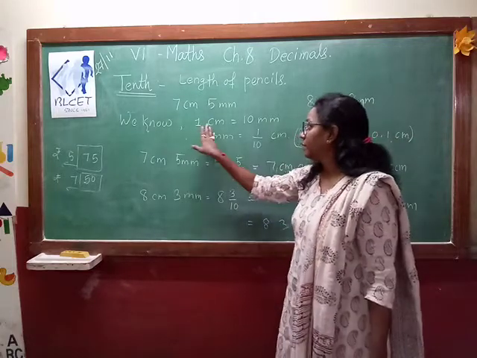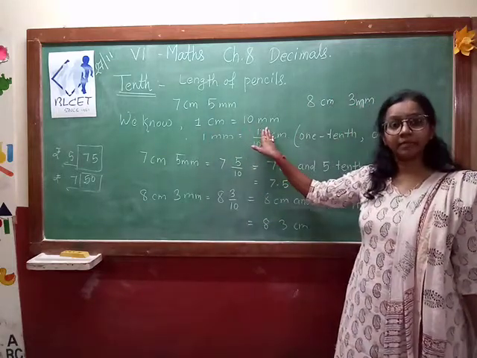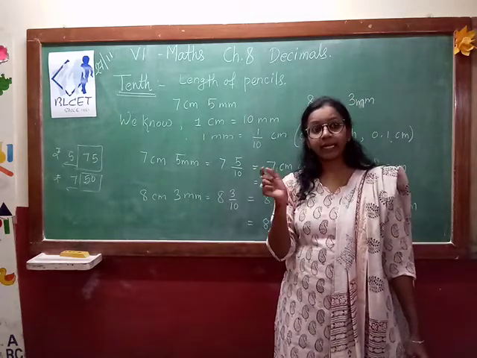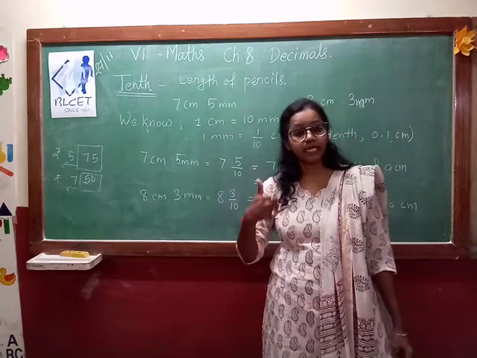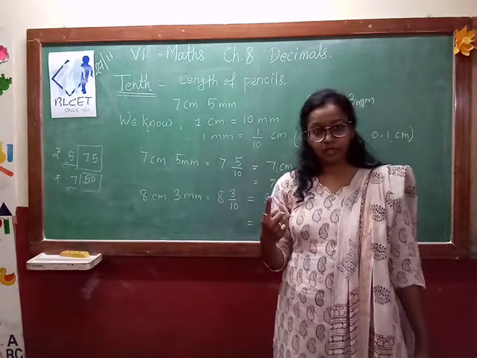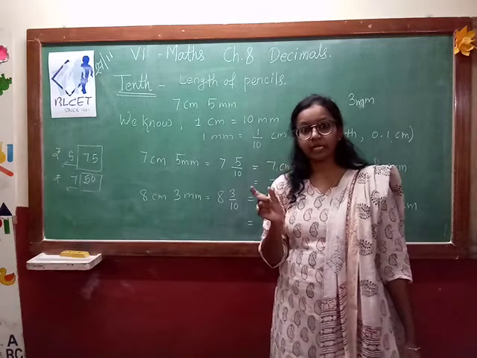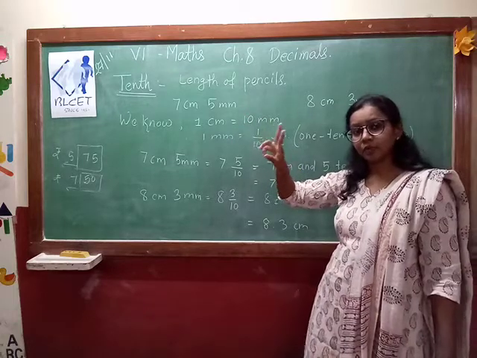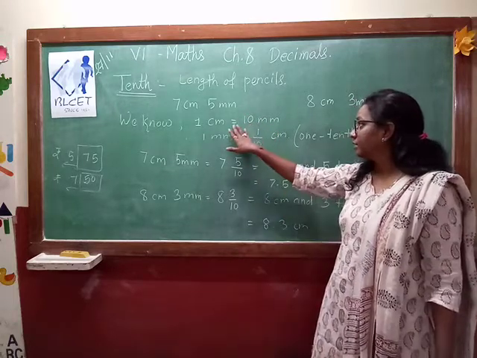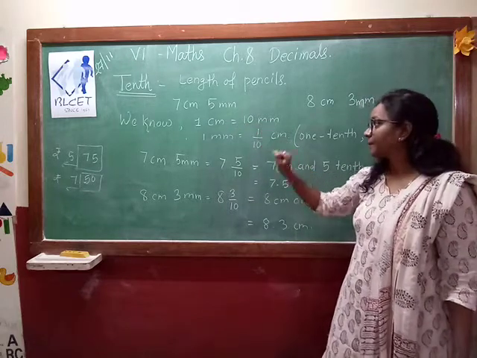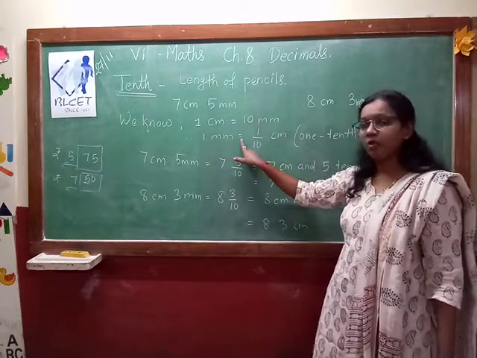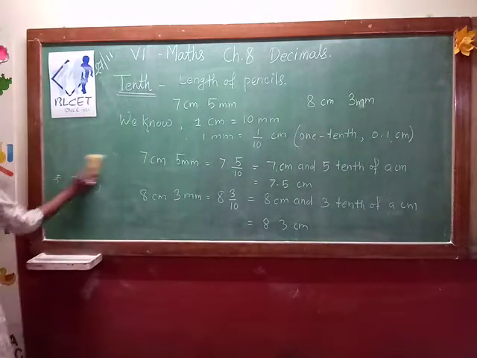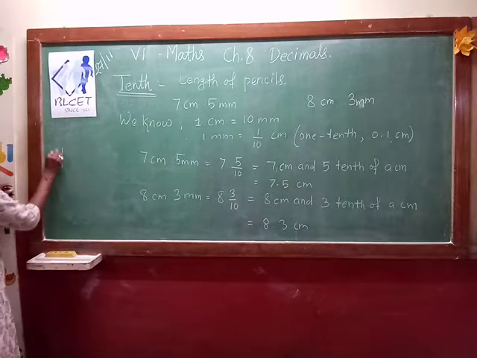So we know that 1 centimeter is equal to 10 millimeter. If you see your scale, between 1 and 2 digits, there are 10 lines. So 10 lines means each line represents 1 millimeter. So in 1 centimeter, each division represents 1 millimeter, 2 millimeter, 3 millimeter, up to 10 millimeter. So 1 millimeter is equal to what? 1 by 10 centimeter.